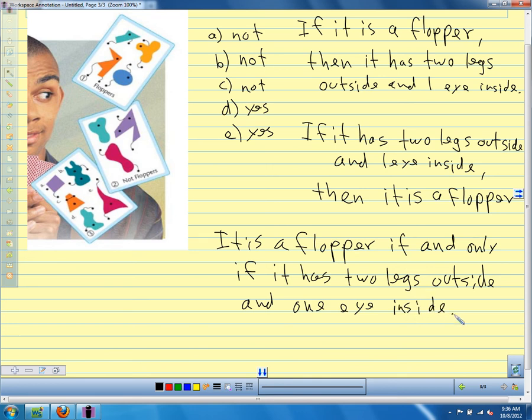So there would be our definition of a flopper. It is a flopper if and only if it has 2 legs outside and 1 eye inside. So based on the information that we have, we came up with a definition for what a flopper is.